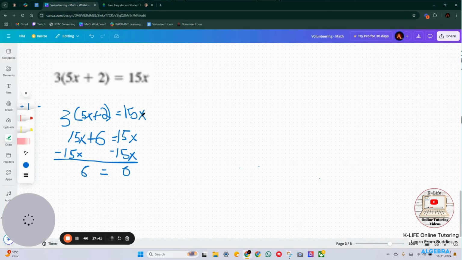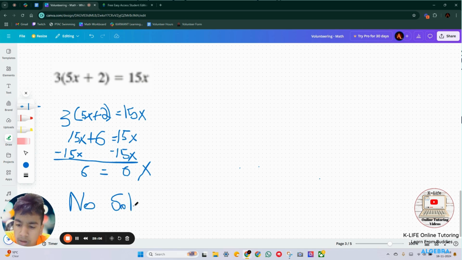So, in this case, you see that 6 is equal to 0. Well, 6 is not equal to 0. 6 is only equal to 6, or 6 times 1, or anything like that equals 6. So you know that's wrong. So in this case, you'll just put the answer as no solution.